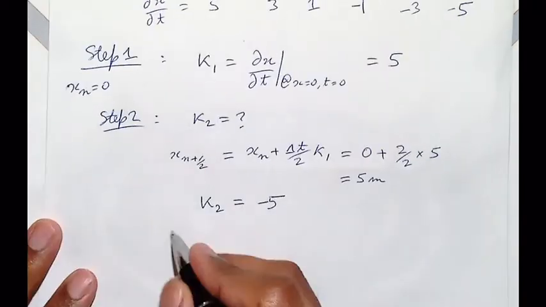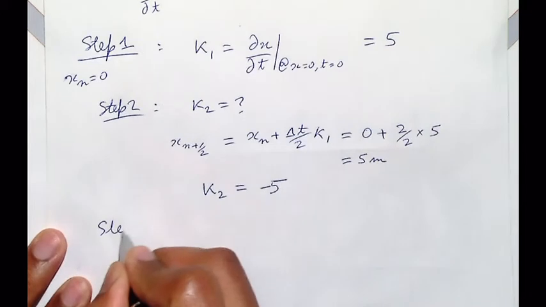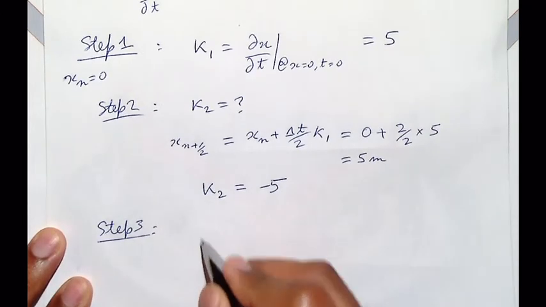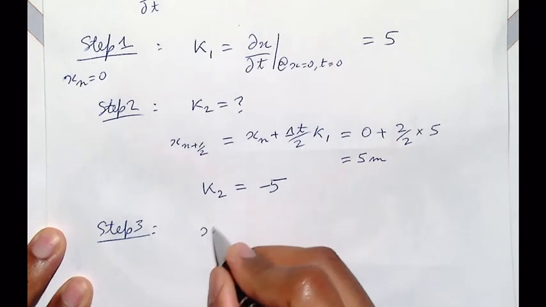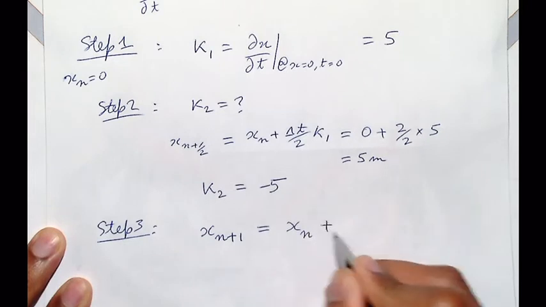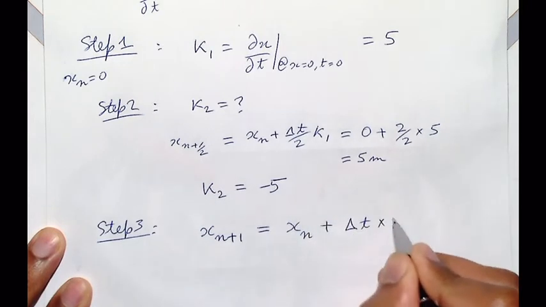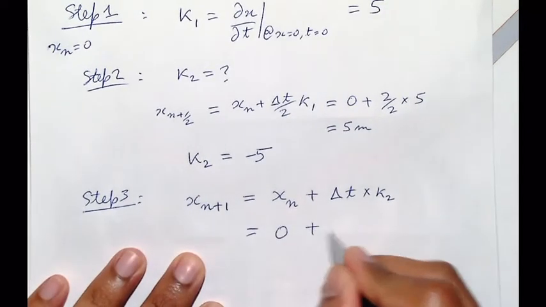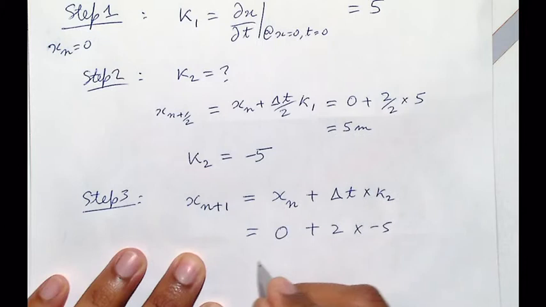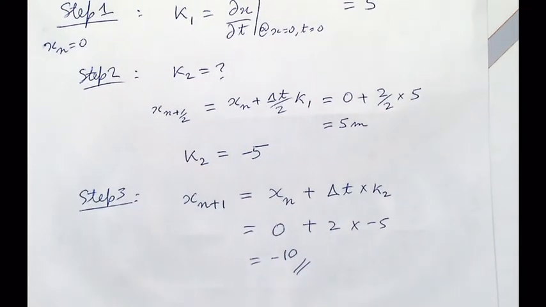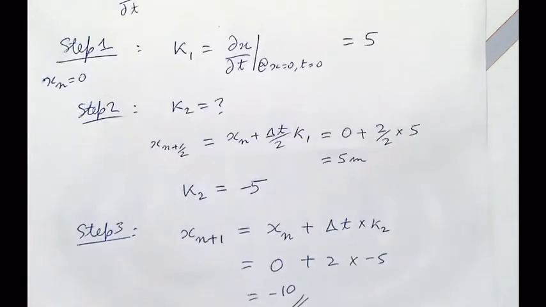Then the next step in Runge-Kutta is you take this K2 and this is your full step derivative. So we will say a full step will just be equal to my starting step plus delta t times K2, which in this case we found to be 2 times -5, minus 10.